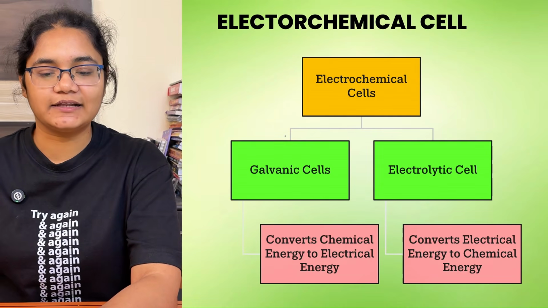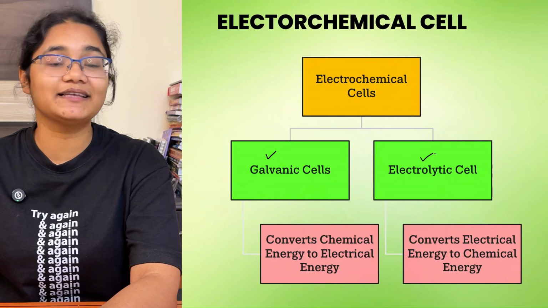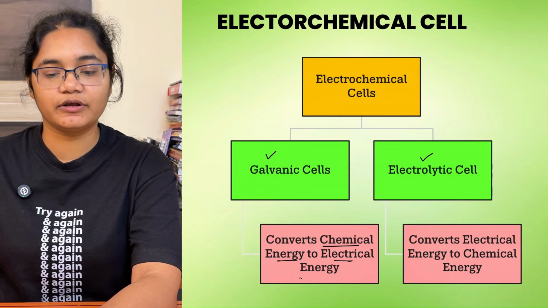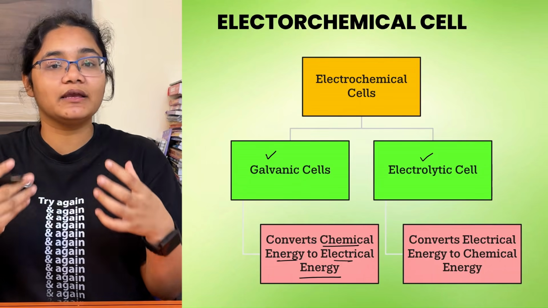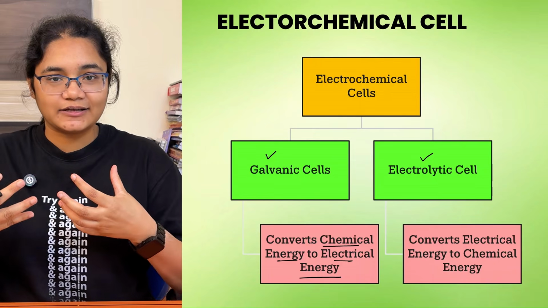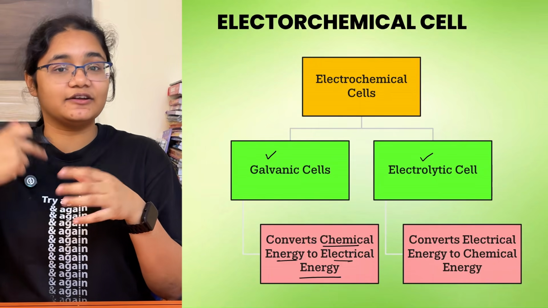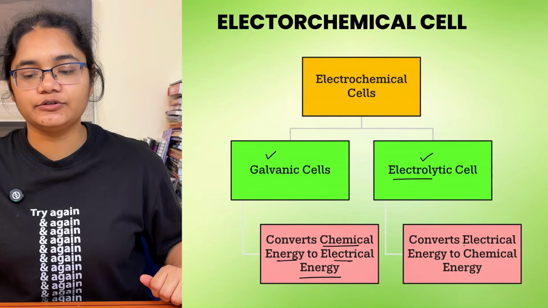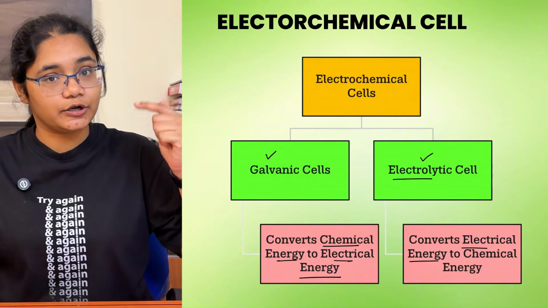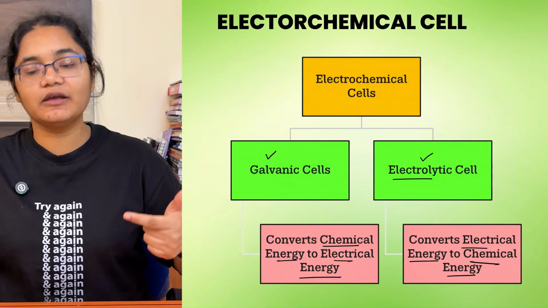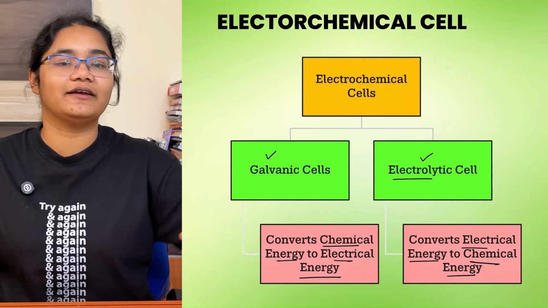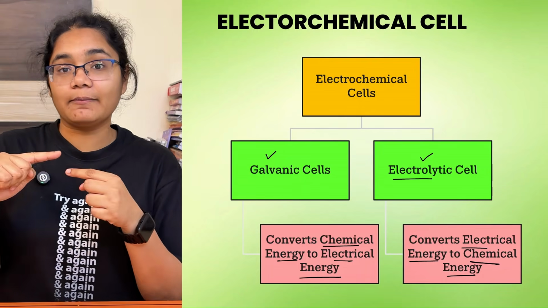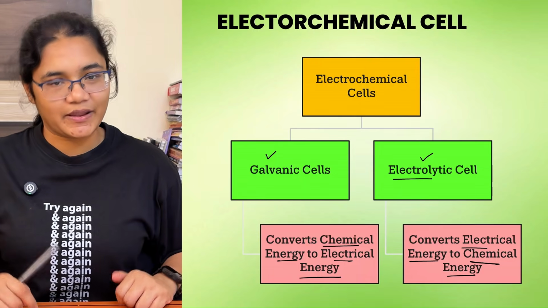So first let's start with electrochemical cells. Electrochemical cells are of two types: one is the galvanic cell, one is the electrolytic cell. A galvanic cell converts chemical energy to electrical energy. Some chemical reactions happen, and the chemical energy is converted to electrical energy. In an electrolytic cell, you provide electrical energy, and due to this electrical energy certain chemical reactions take place. So electrical to chemical is the electrolytic cell, chemical to electrical is the galvanic cell. I hope this is clear.